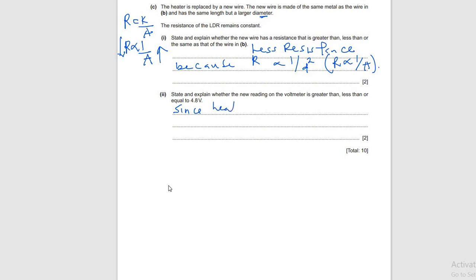Now, the wire's resistance decreases, from our conclusion in the previous part. So, since the wire's resistance decreases, it has a smaller portion or part of the total voltage, because the load is not much. So it's going to be assigned a smaller voltage, a smaller portion of the total voltage.